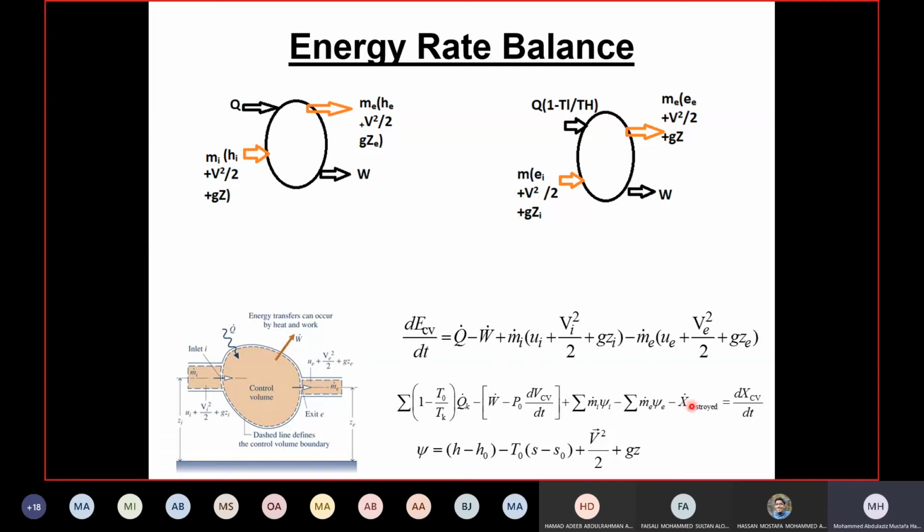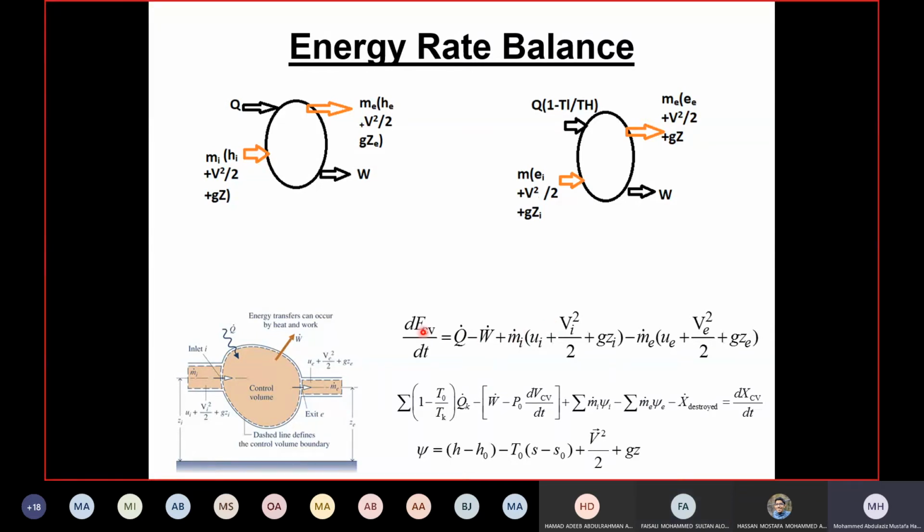This will be equal to the rise in the exergy of the control volume. Don't blame the lecture here if you don't understand this, because first of all, do you understand this or not? This is thermodynamics one. If you don't understand this, definitely you will not understand this one. But if you understand the energy, then it is easy to do that.